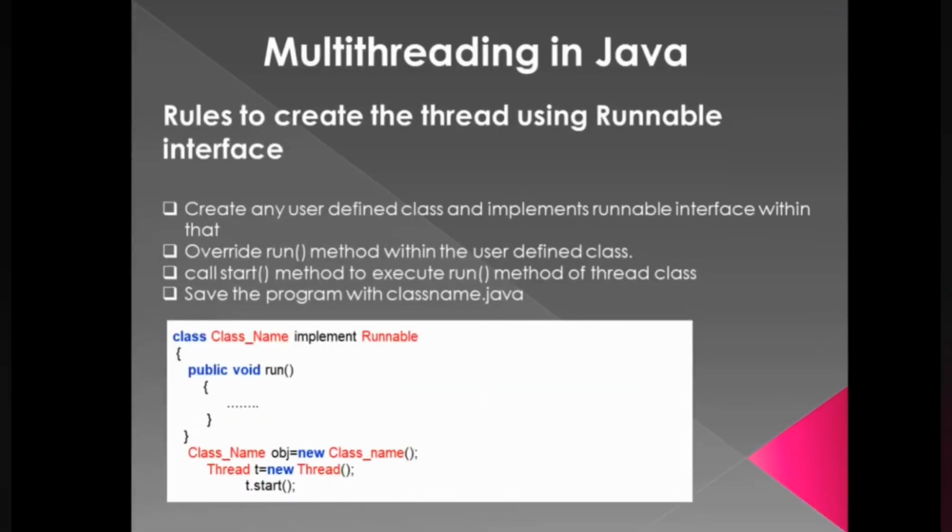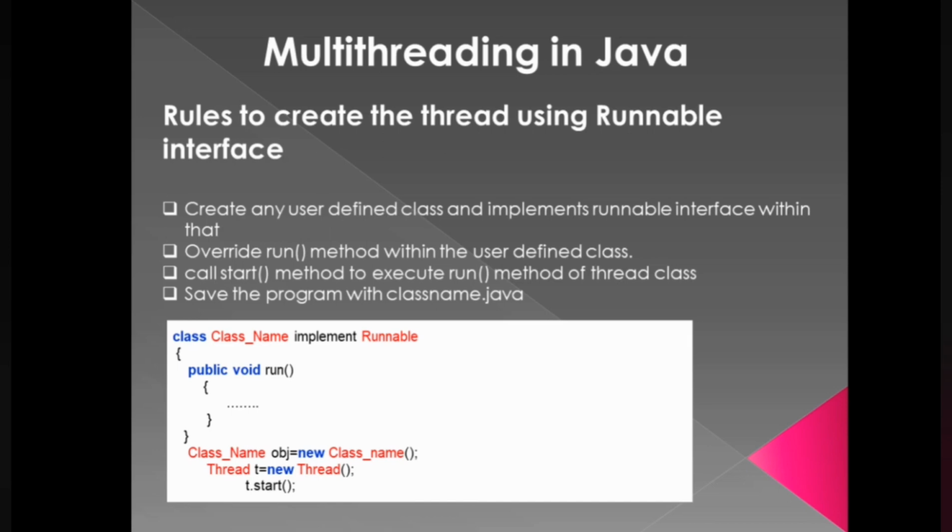Rules to create a thread using the Runnable interface. So there are some rules, let's discuss all of them. Create any user-defined class and implement the Runnable interface within that, and then override the run method within the user-defined class. Next, call the start method to execute the run method of the Thread class. Next, save the program with ClassName.java.